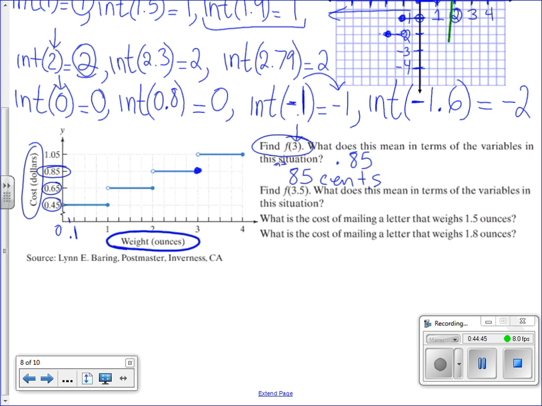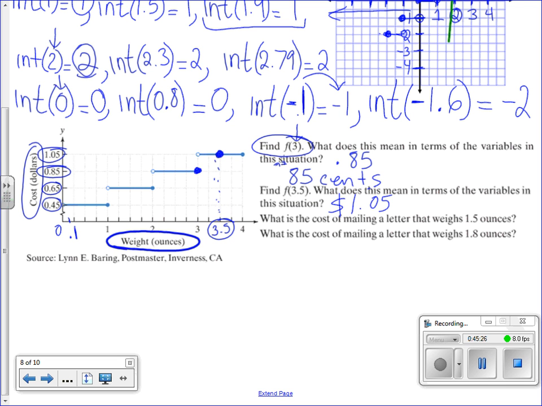Okay, now find f of 3.5. Let's see, what does that mean, first of all, Peru? Okay, so a letter that weighs 3.5 ounces. And how much would that cost? Very good. And so it was looking at the function value here, this point. So if the weight is 3.5 ounces, the cost will be 105, right? $1.05. Someone told me yesterday 105 cents. That's correct also.